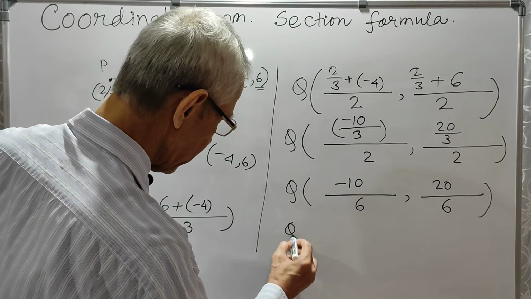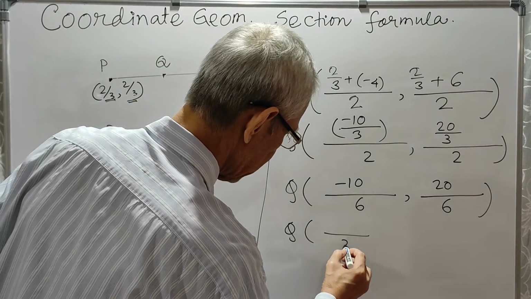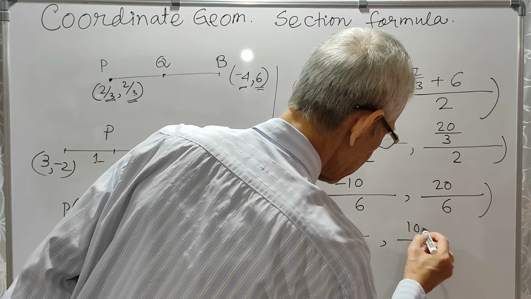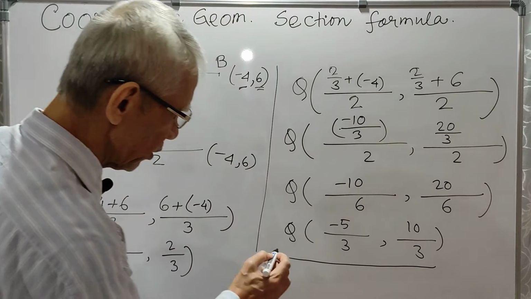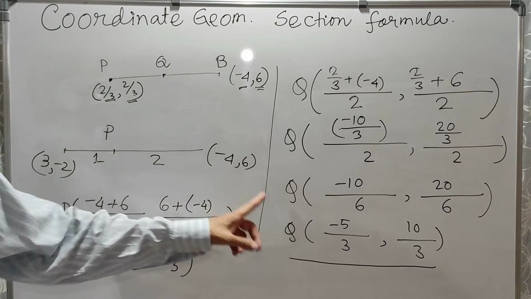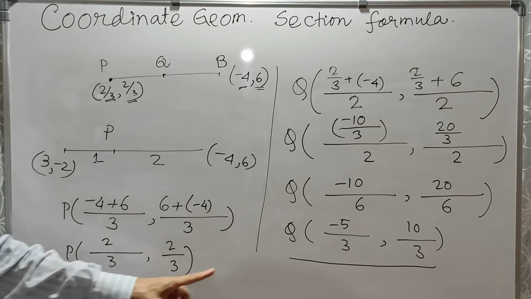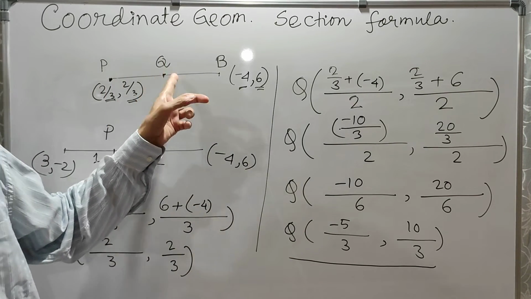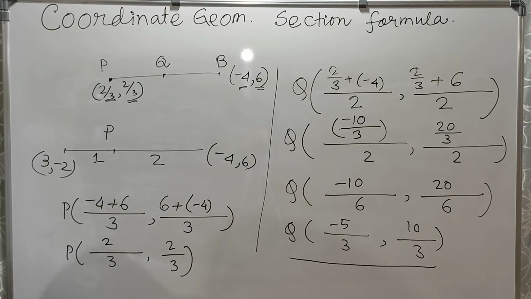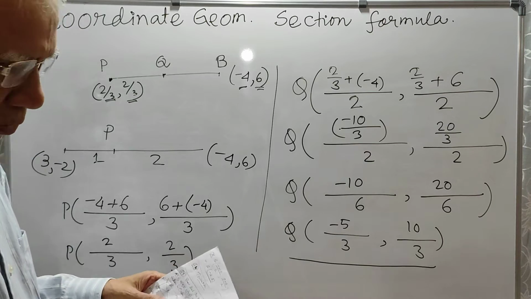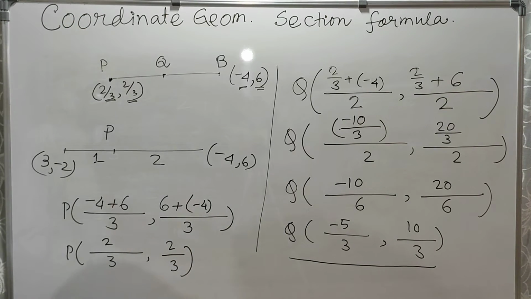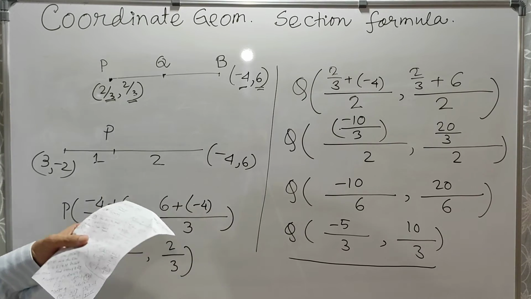So now this one will be what? Minus 5 by 3, comma 10 by 3. So this is the answer. This is the coordinates of Q. Minus 5 by 3 and 10 by 3. So we have got P, this one, and we have got Q. And this time we found Q by what formula? By using the midpoint formula. Is it clear? All right. So this is a question of finding the points of trisection of a straight line joining two given points. Okay.